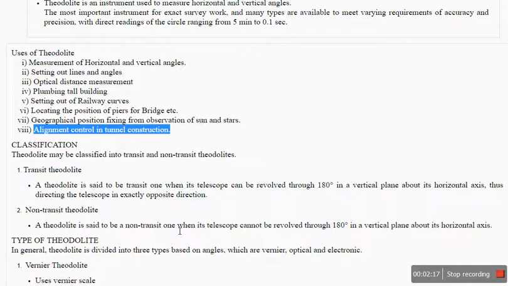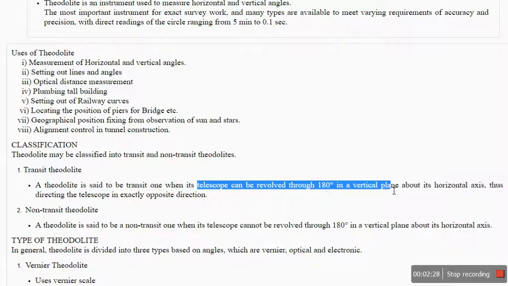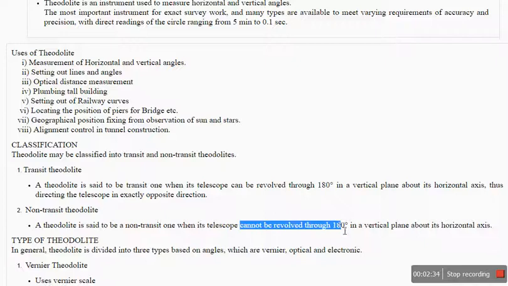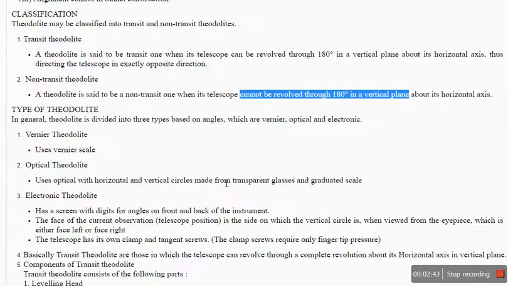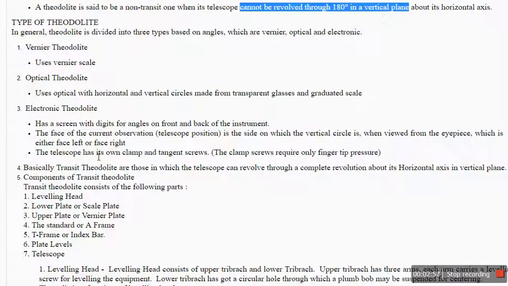Mainly we have two types of theodolites. One is the transit theodolite, the other is the non-transit theodolite. A transit theodolite is one where you can rotate the telescope 180 degrees in the vertical plane, and a non-transit theodolite is one which cannot be revolved in the vertical plane. So nearly all theodolites are transit theodolites, in which the telescope rotates 180 degrees in the vertical plane. And based upon the reading system, they are divided into three types: vernier theodolite, optical theodolite, and electronic theodolite. The other theodolites are not much in use.